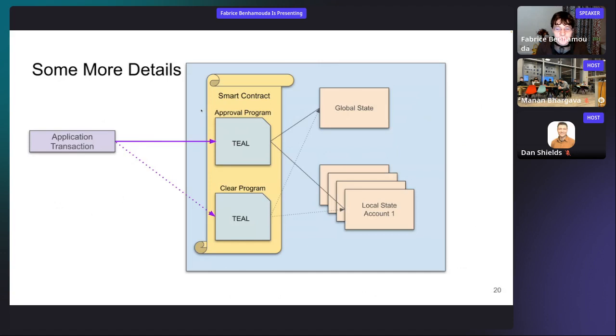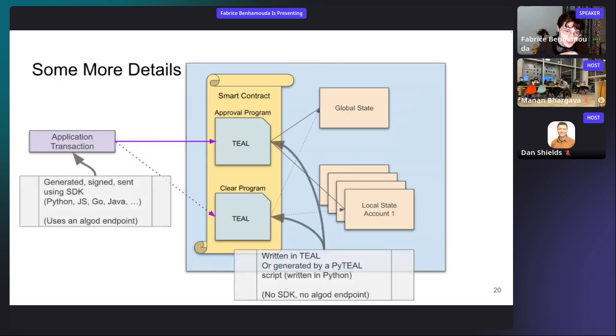Okay, so in Algorand, there is a little more detail that I need to introduce: a smart contract is actually not just a single program, it's two programs that I will explain just after. These two programs are written in a language called TEAL.